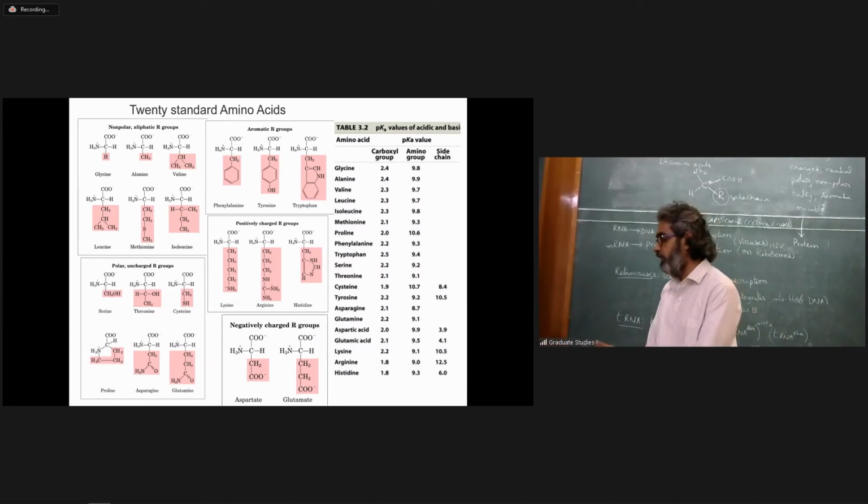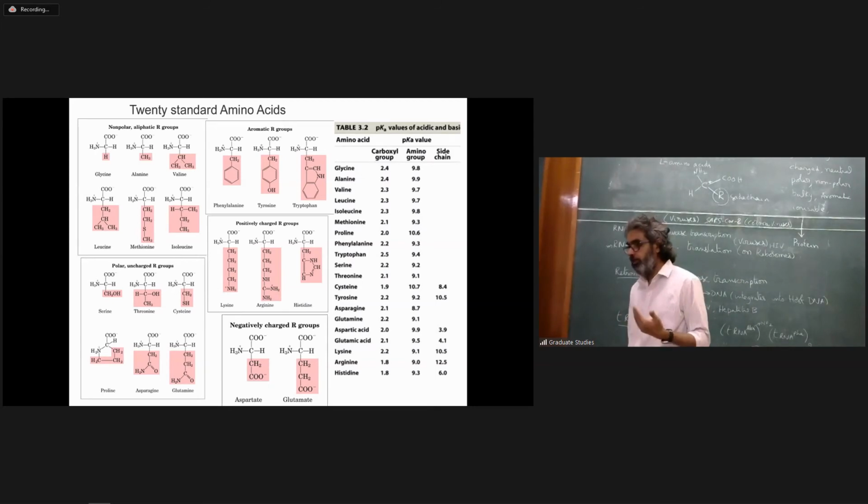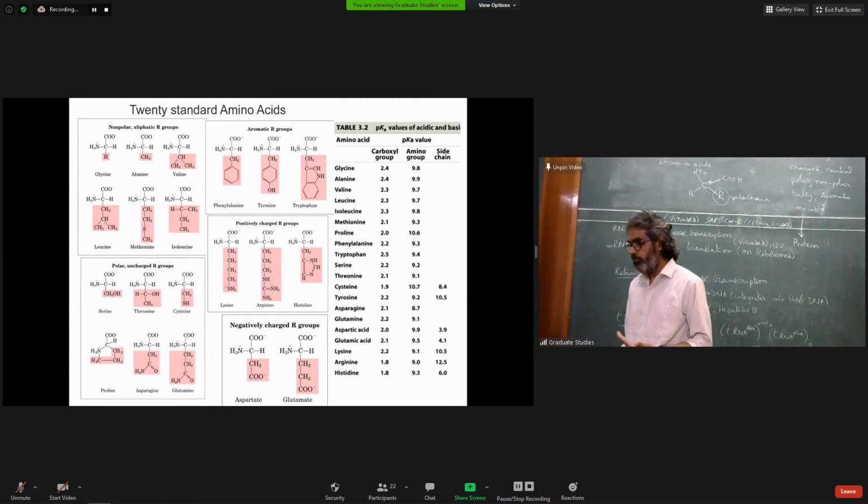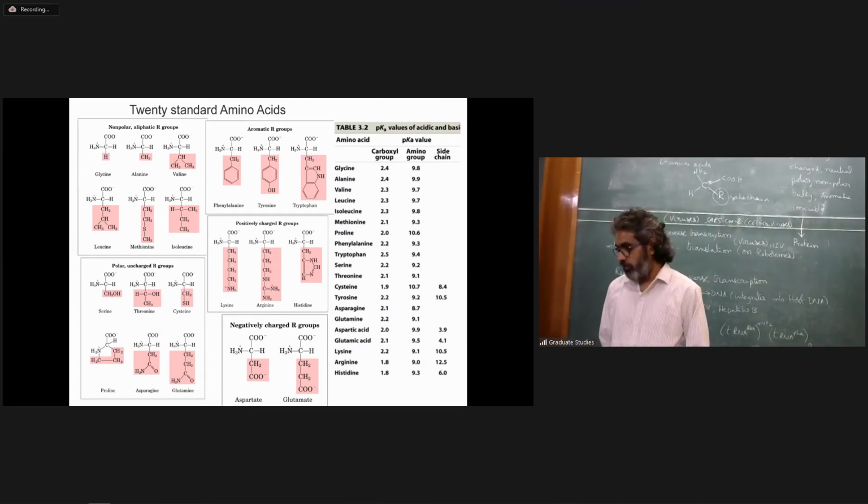So this is the first layer of complexity, having 20 different groups. The next layer of complexity will actually enrich further, after the proteins have been made, to make them either functional or non-functional. That's all for today.